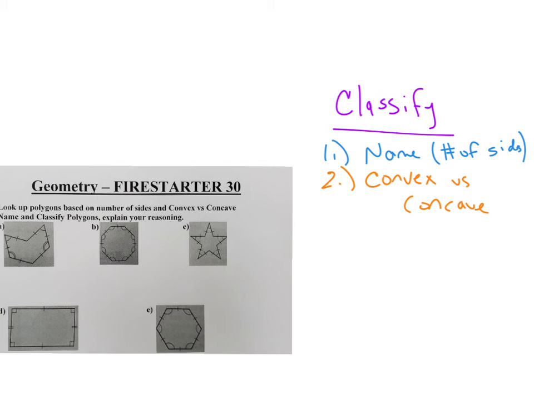And the last thing you need to do is tell me if it's regular or irregular. Because remember, regular means we have all congruent sides and all congruent angles. All right. Irregular means anything but that. Regular also means it has to be convex. So you cannot have a concave regular. That's impossible. All right.